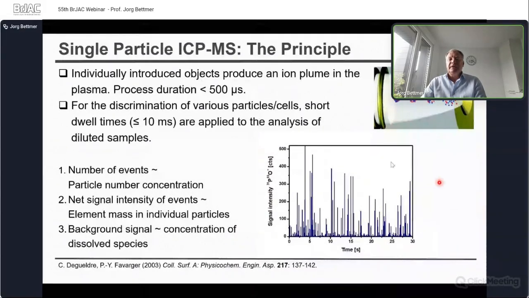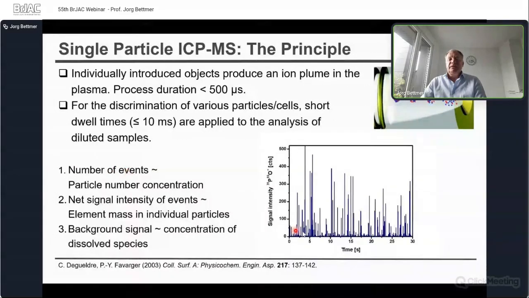Well, this is a typical experiment. In this case, it's the detection of phosphorus, in this case in cells, but in particles it's the same. And you can see whenever a cell or particle is introduced into the ionization source, you will get this very short signal, what we call events. And you get a lot of information out of these experiments.